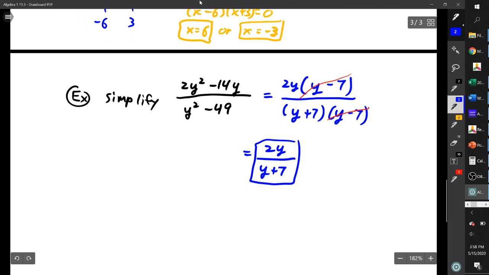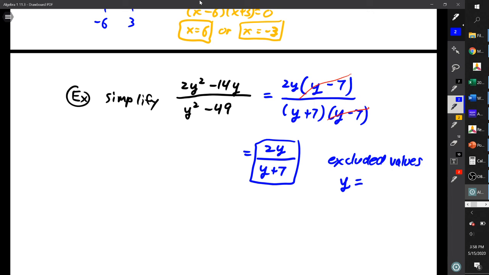And my excluded values I can tell from the factoring here. It can't be negative 7, because if y is negative 7, that'll make that chunk 0. And if y is positive 7, it will make that chunk 0. So I'm just going to say plus or minus 7.